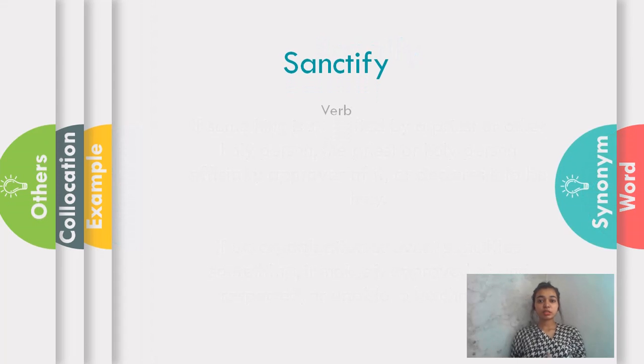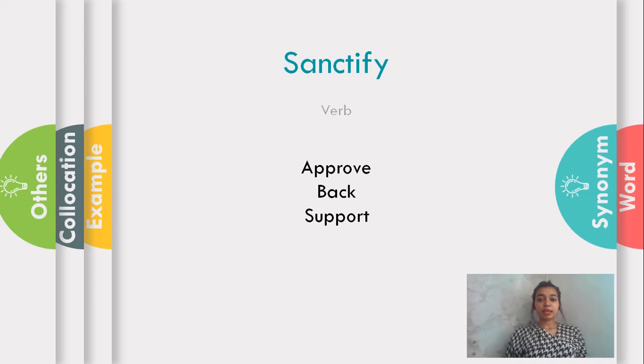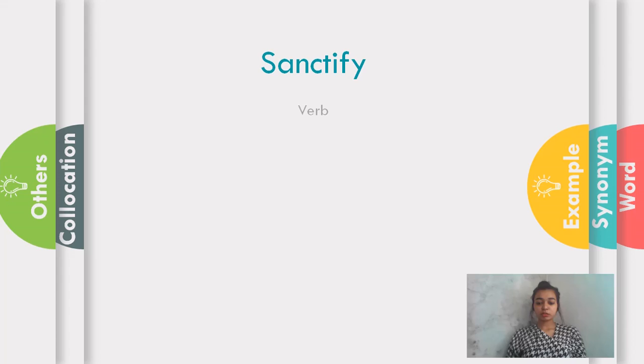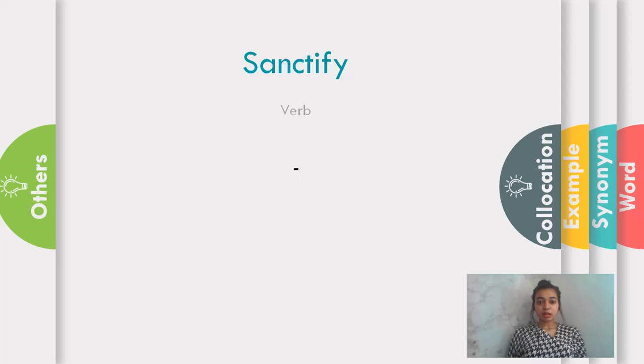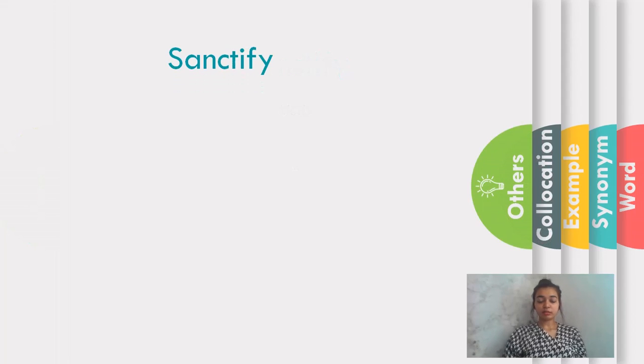Let's look at some of the synonyms of the verb sanctify. It is approve, back, and support. And let's look at the examples. She is trying to make amends for her marriage not being sanctified. There is a law that sanctifies changes that have already occurred. There are the collocations related to the verb sanctify. And let's look at the other things.